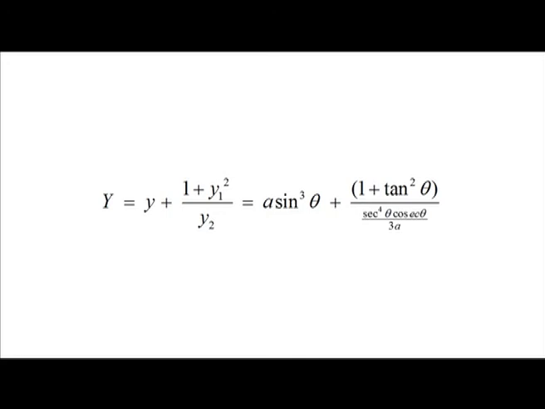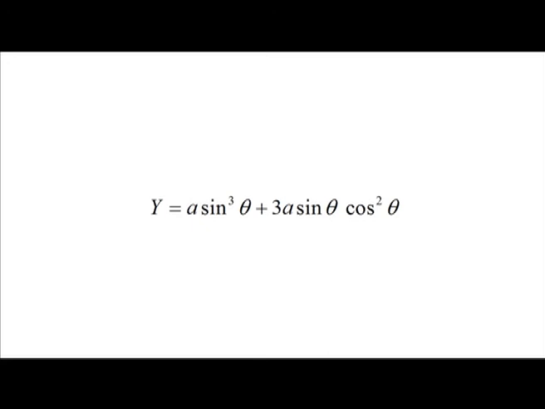which is equal to a sin³θ + (1 + tan²θ)/(sec⁴θ cosec θ / 3a), which on simplification yields Y = a sin³θ + 3a sin θ cos²θ. Hence, the center of curvature C with the ordered pair (X, Y) is given by (X, Y) = (a cos³θ + 3a sin²θ cos θ, a sin³θ + 3a sin θ cos²θ).